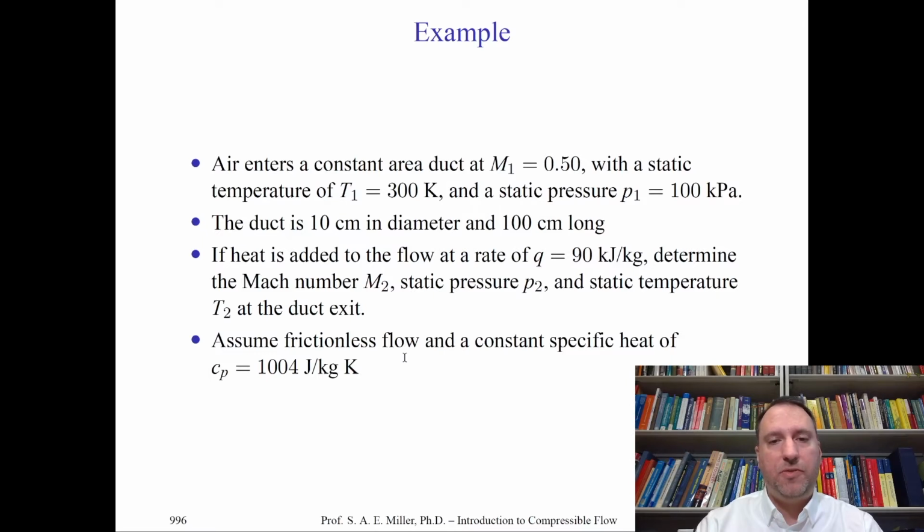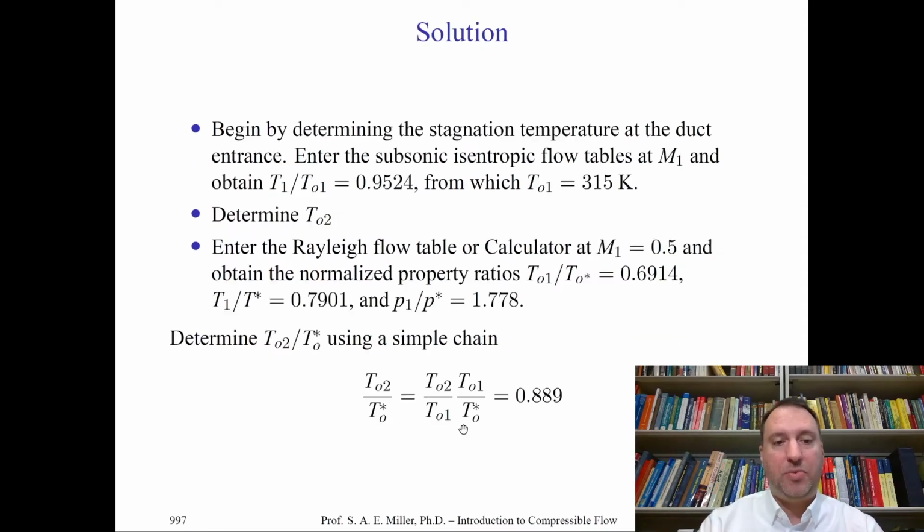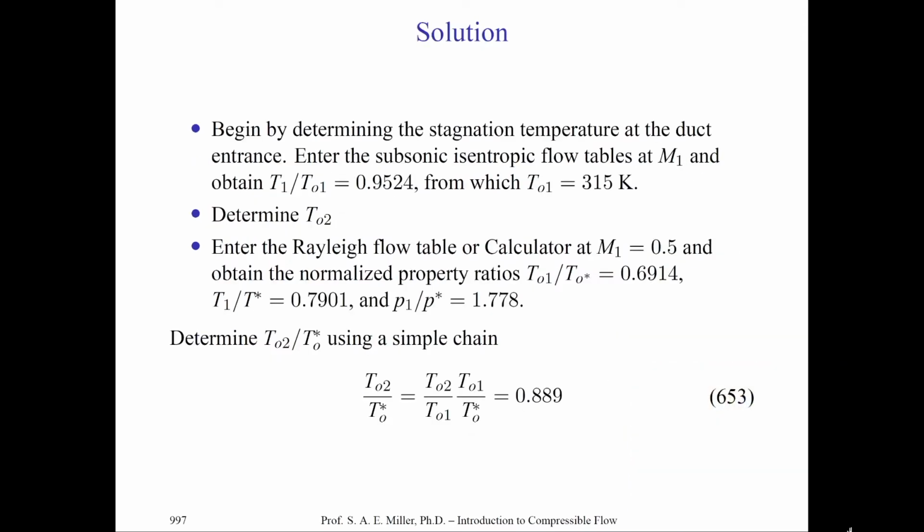We'll assume there's no friction and Cp is 1004 joules per kilogram Kelvin. Let's try out the problem. As you can see, this is another Rayleigh problem. Let's look at the solution.